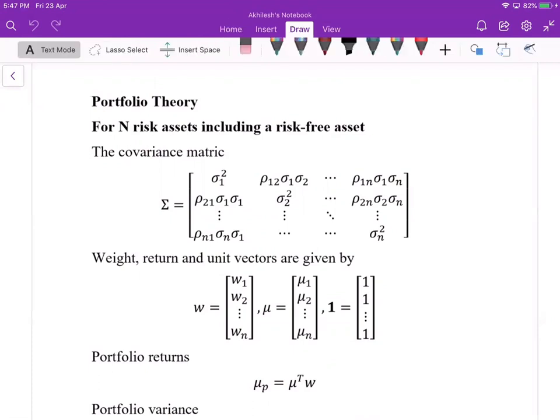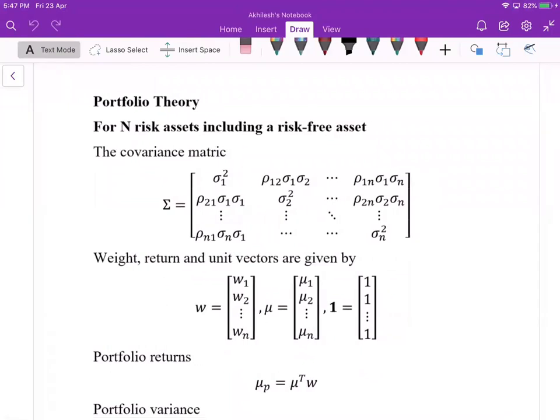Let's start with one risk-free asset, sorry, and all the others are risky assets. Okay, so there will be certain terms, because when we have more than two risky assets, we will be doing all the calculation in matrix form, because you might have 10 assets, 3 assets, 15 assets.